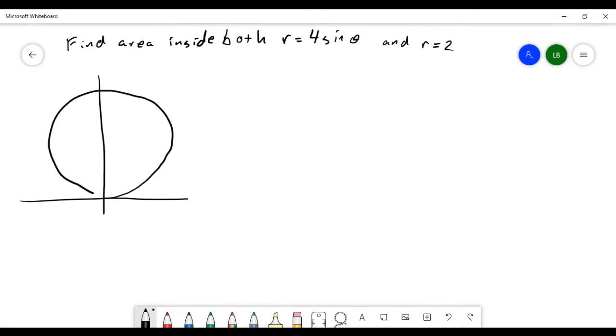So I'll call this our first circle-ish. And then our second circle would be something like here, and it would keep going, but I don't really care about that. And we're looking at the area inside both of them. And the area inside both of these is this whole area right here.